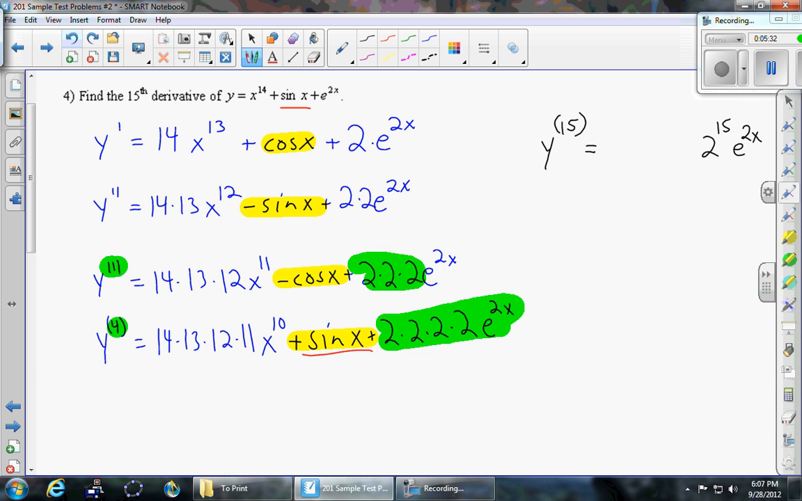So where are we here? So I guess we say it was a negative cosine x, and then plus that.